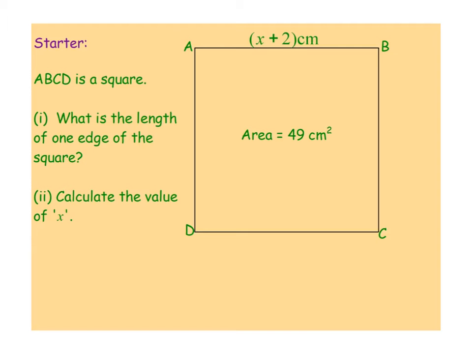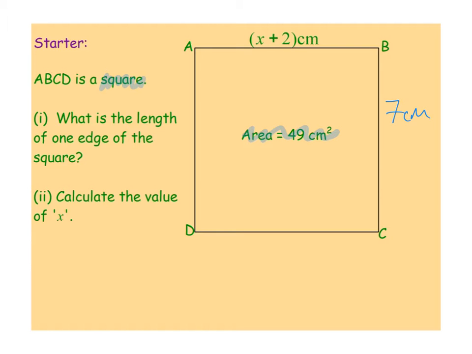Okay, so hopefully you've had a look at these two questions. What is the length of one edge of the square, and calculate the value of x. If you've got an area of 49 square centimetres and you're told in the question that the shape is a square, then you know that the lengths are equal, and you know that the length multiplied by itself is going to give you the area. So in this case, the length must be 7 centimetres. Okay, so that's part one done.